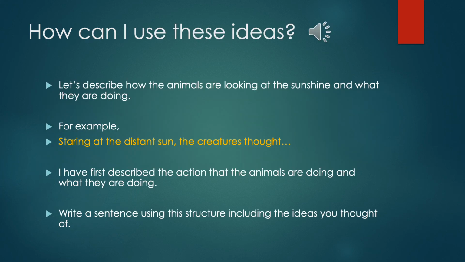So in our part 1, we have made 3 different lists. One list is thinking of words to describe how the animals are looking instead of looked. You've got words to describe the sunshine, and you've got words instead of the word thought. Using some words from those 3 lists, we're going to form a really super sentence. So we're going to describe how the animals are looking at the sunshine and what they're doing.